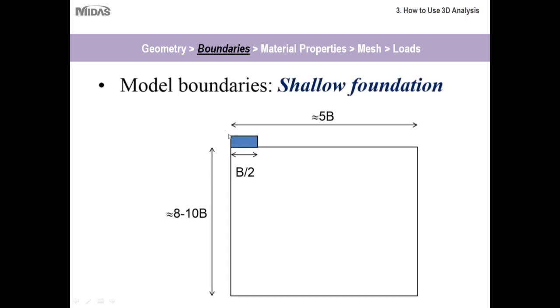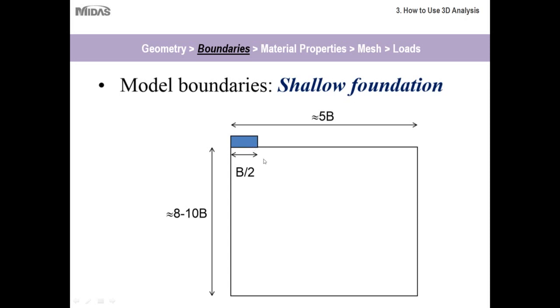The best way to illustrate this would be to show you a picture. For example, here we have a shallow foundation. Here's your foundation, and here is roughly what the size of your model should be. Essentially what this is telling you is that if your foundation has width b, divided by 2, then the length of the model itself should extend about 5 times half the width of the shallow foundation.